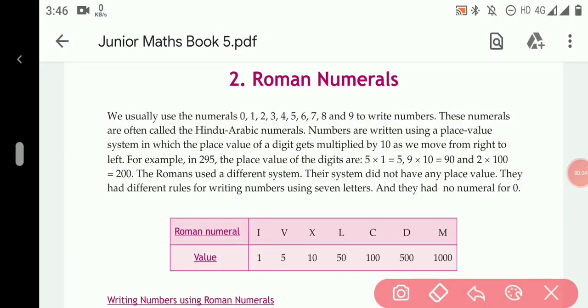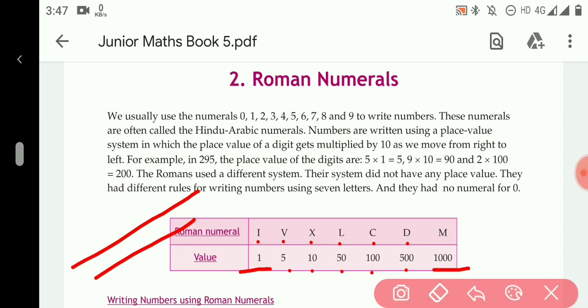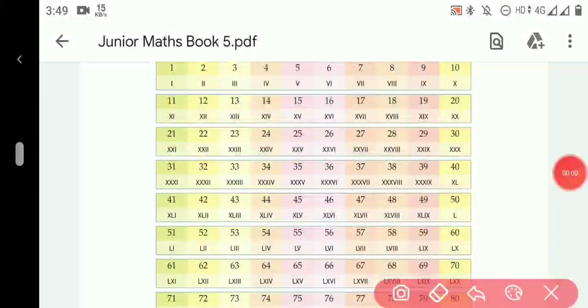Some of the numbers in Roman numerals are written as: 1 is written as I, 5 is written as V, 10 is written as X, 50 is written as L, 100 is written as C, 500 is written as D, and 1000 is written as M. Now here is a chart given from numbers 1 to 100 which are written in Roman numerals. The method is very simple.